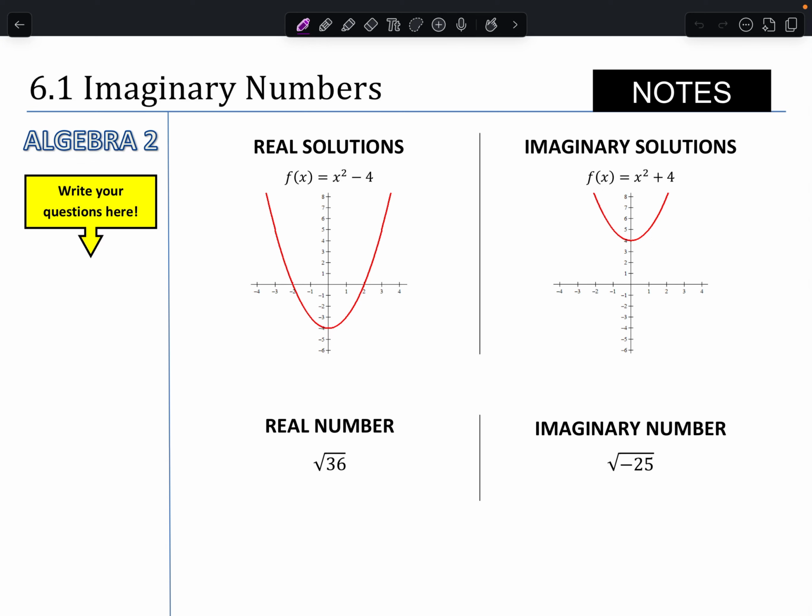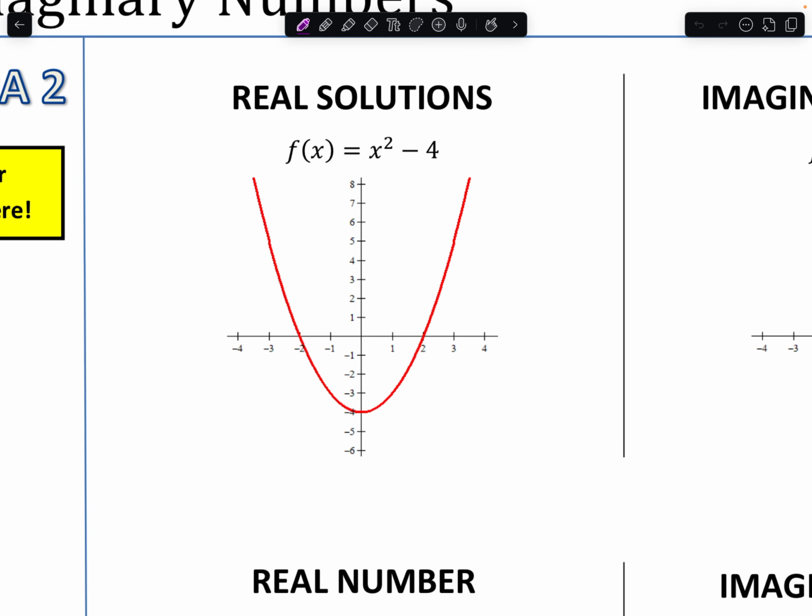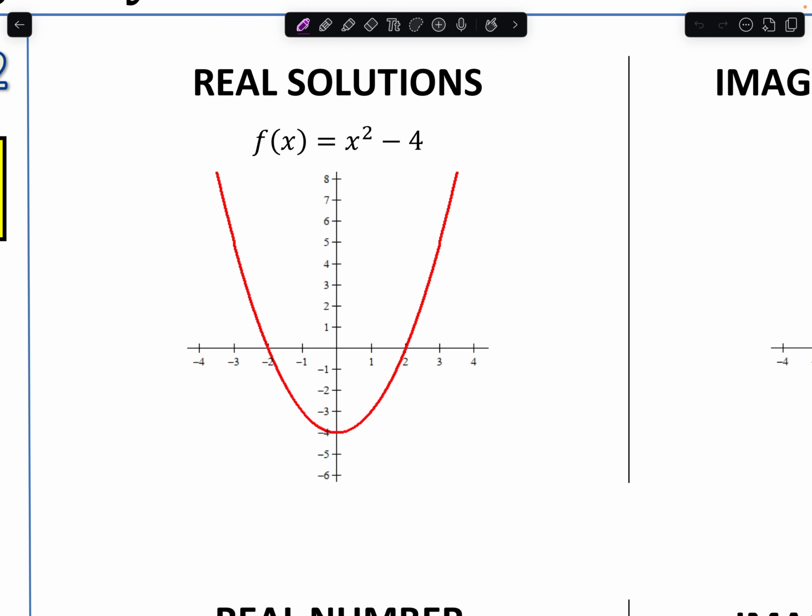Okay, we're going to look at our imaginary numbers now. We've already done a little bit of this with simplifying the square roots, but let's formalize some stuff and solving equations with it as well. So first of all, we've got some real solutions to an equation like this.